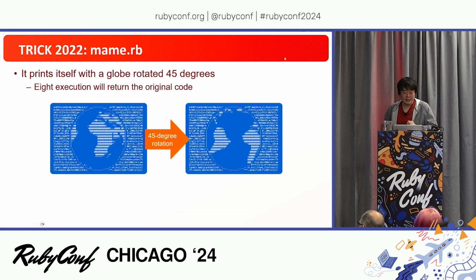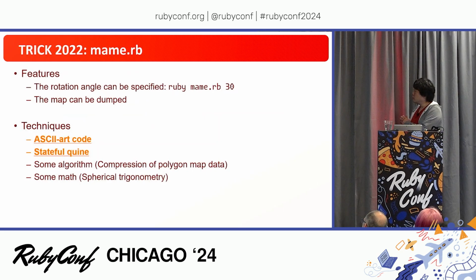So this was a variant of Quine with an embedded globe that rotates when executed. It also has some advanced features, such as you can specify the rotation angle. The default is 45, but you can specify 1 or 2 or anything. It also has damping of the internal map, but I omit them today. If you are interested, please try it yourself later.